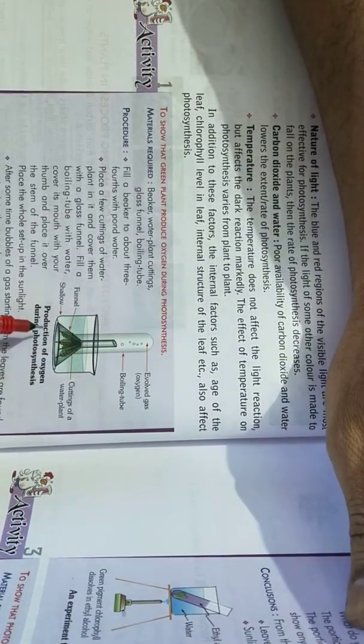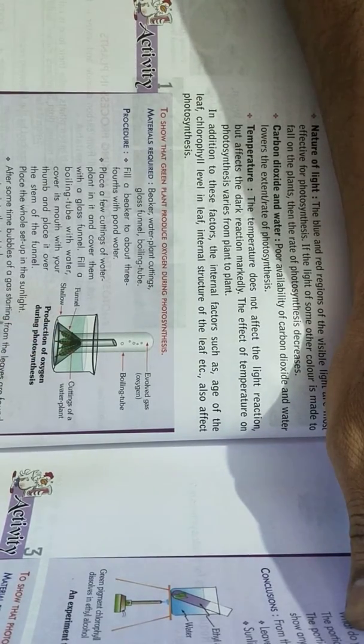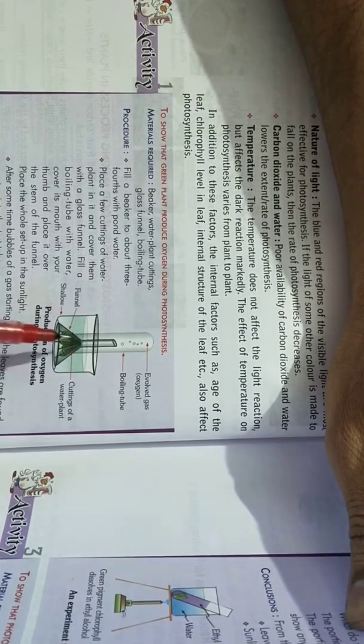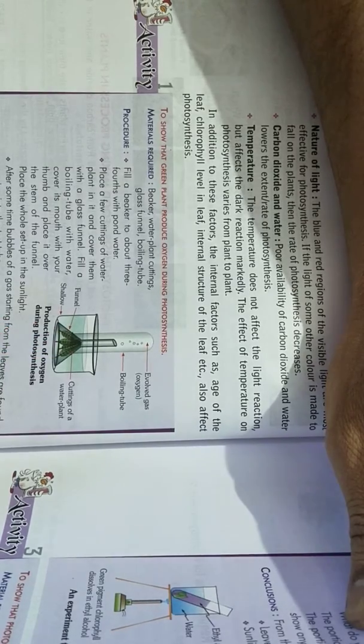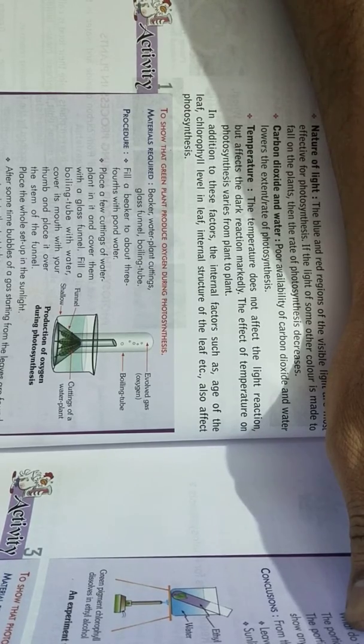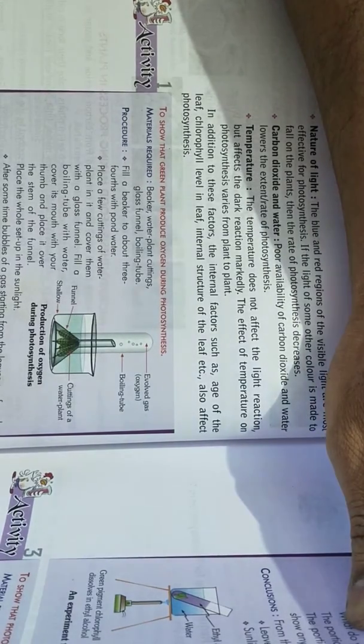Now we'll take the whole setup in the sunlight. After some time we'll observe that bubbles of gas start coming out from the leaves, and they move into the test tube. When the test tube is filled with the gas, we'll remove it from the beaker. Now we'll bring a glowing splinter near the mouth of the test tube. The splinter starts burning with a bright flame.